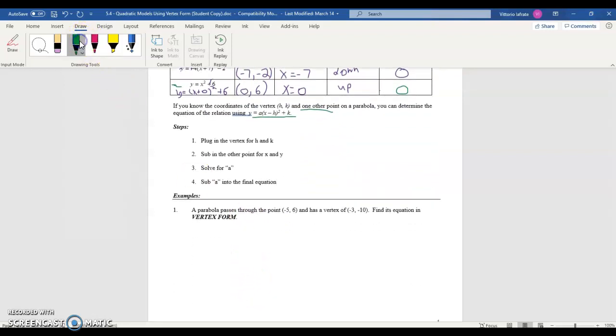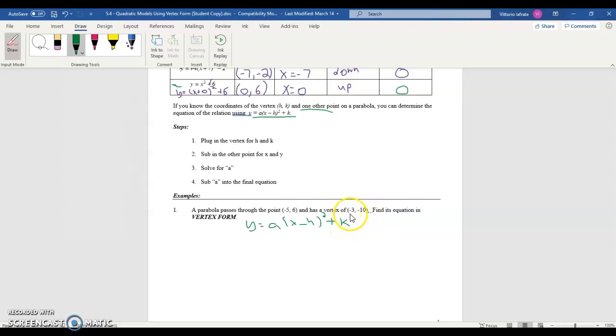So here we have a parabola that passes through the point negative 5, 6, and has a vertex negative 3, negative 10. Find its equation in the vertex form. So we're going to follow the steps that we said above. Remember that the vertex form is y is equal to a, x minus h squared plus k.